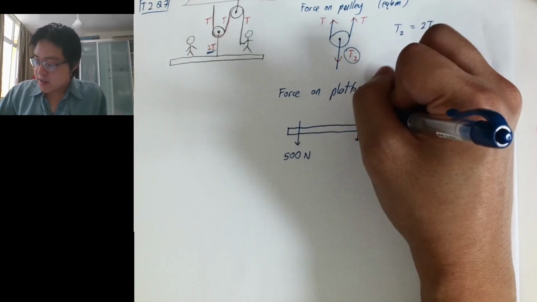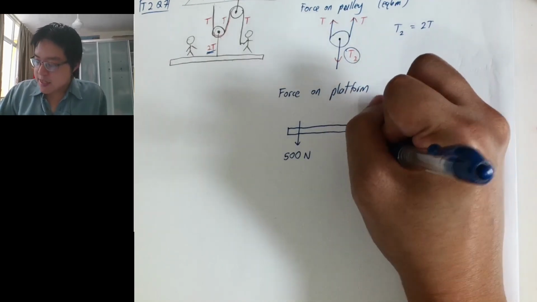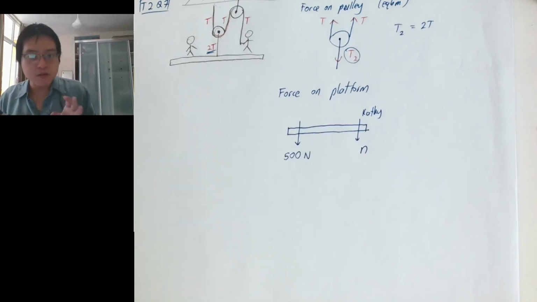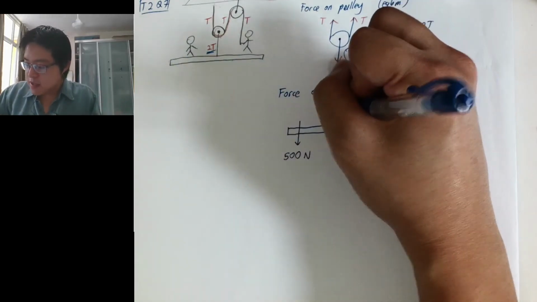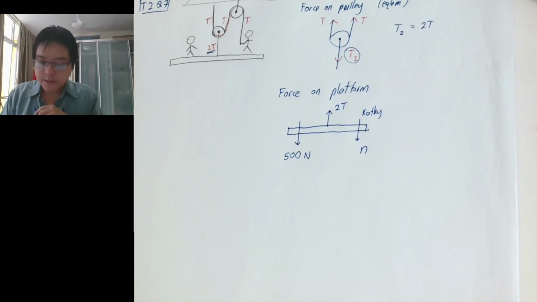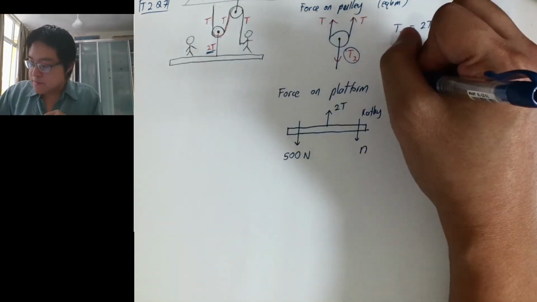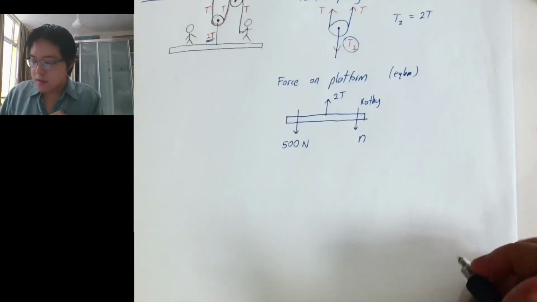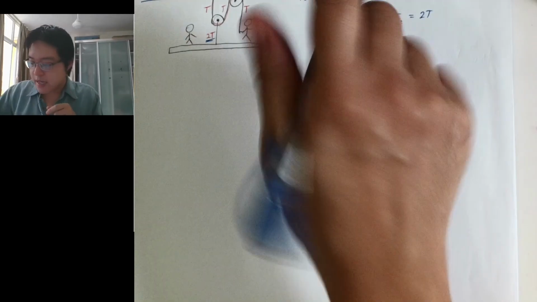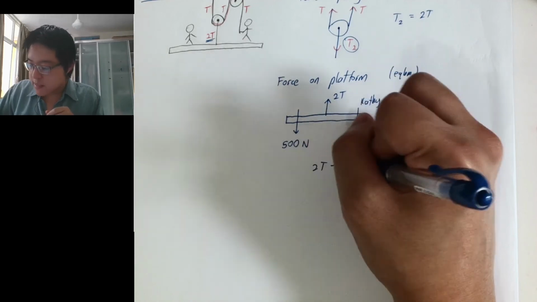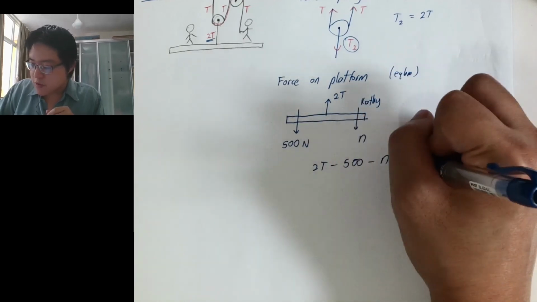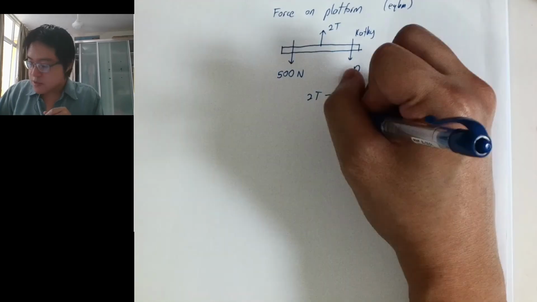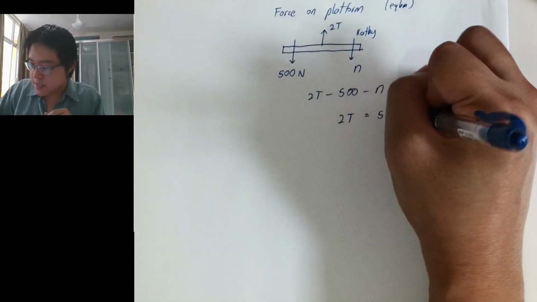And Kathy is standing here, and Kathy is exerting some unknown normal force. It will not be equal to her weight. We'll see why later. For Tommy, yes. For Kathy, no. This part is attached to the 2T tension, so I got 2T. Then the platform is also in equilibrium, so taking up as positive, I got 2T minus 500 minus this unknown force adding up to 0. So 2T is 500 plus n.